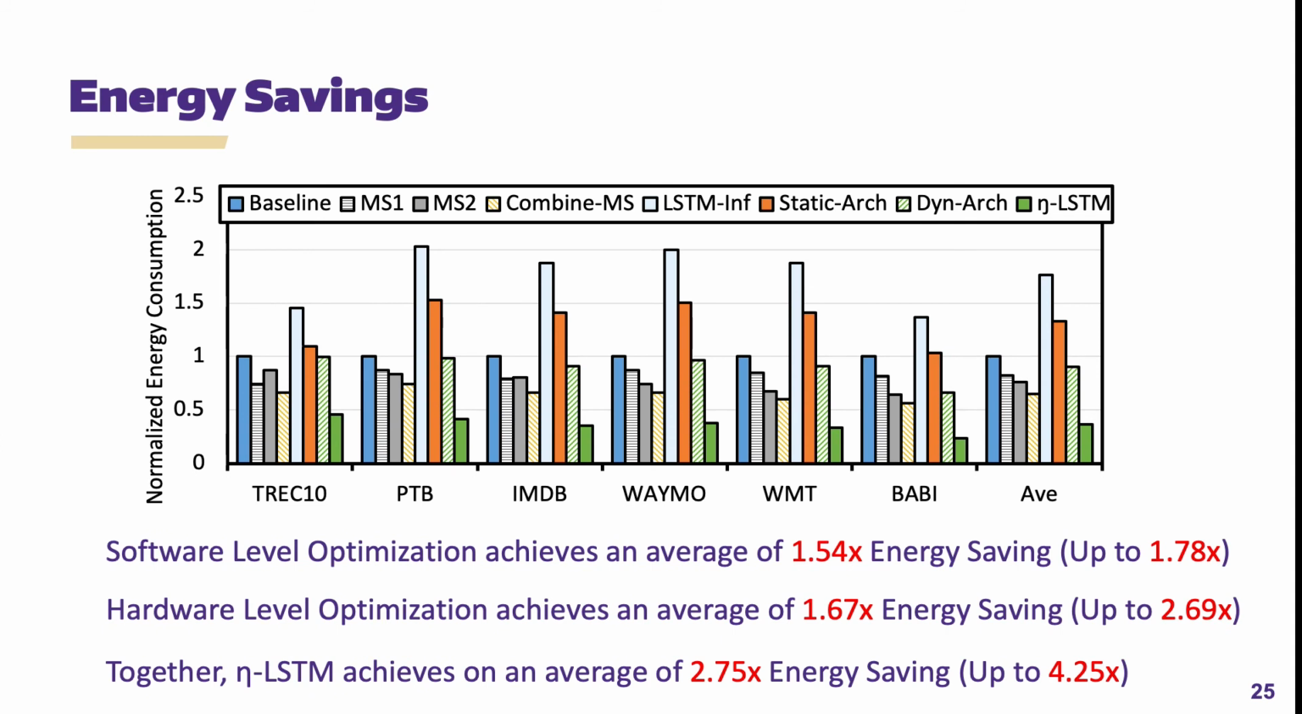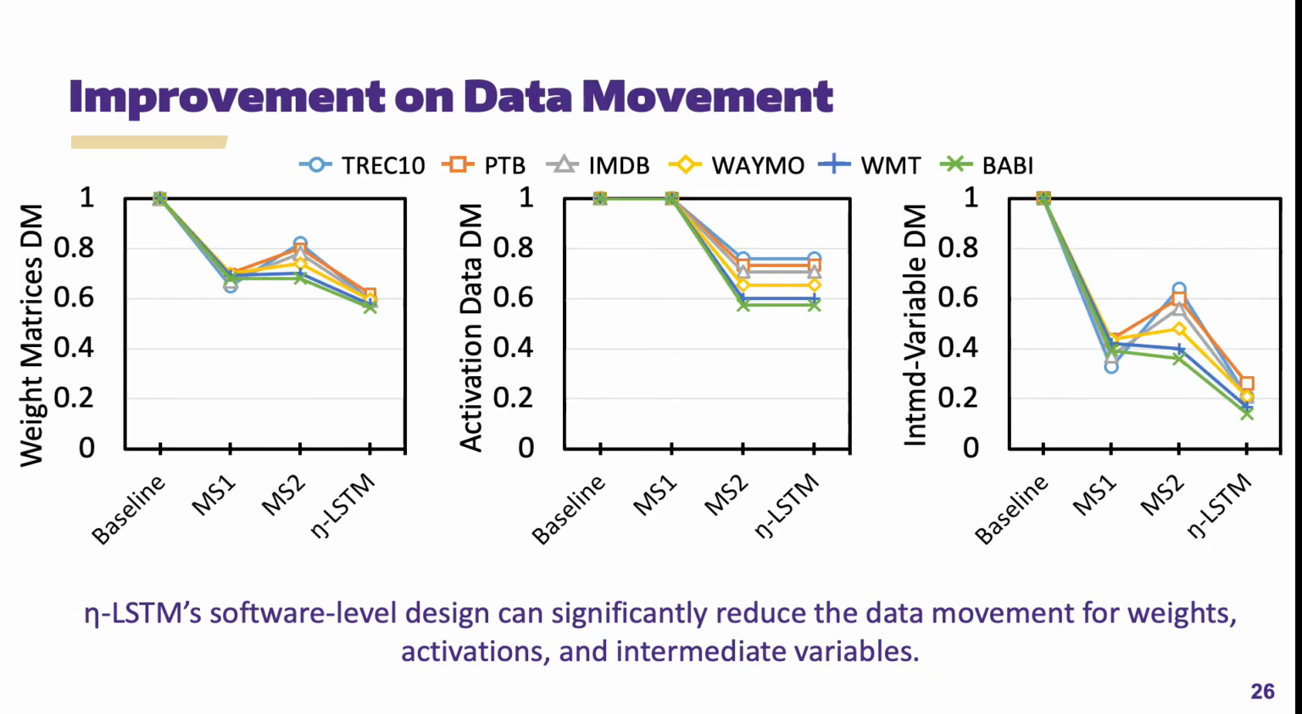Our optimizations also achieve great improvement for energy. Our software optimizations achieve on average more than 1.5 times energy saving, and our hardware optimizations achieve more than 1.6 times energy saving. Together, our i-LSTM achieves nearly 3 times energy saving on average, and this number can be as high as more than 4 times in some cases.